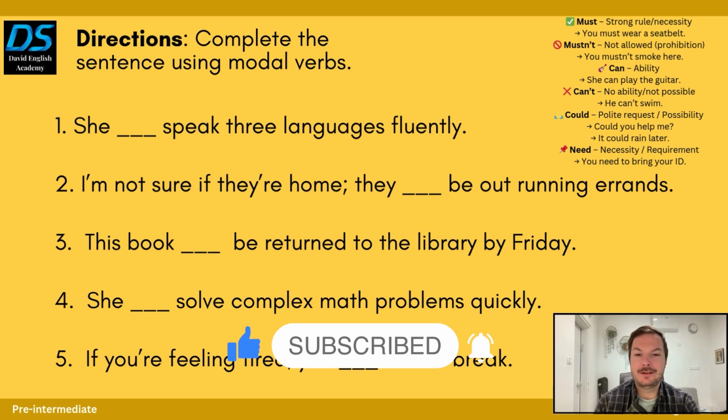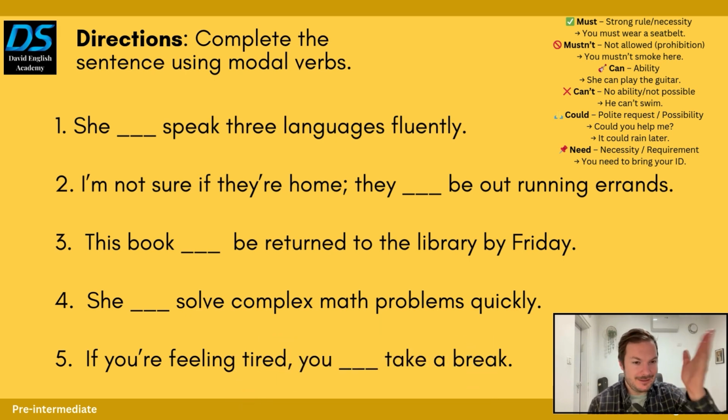Let's start. Now, before we even start, you can see that on the right top corner up here, we have the words must, mustn't, can, can't, could, and need. They're here to help you, to remind yourself. I put the little tips there. So this is like a little reference that you can go to make sure that you get the answers right.